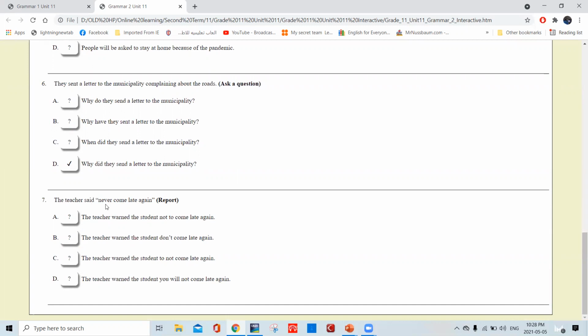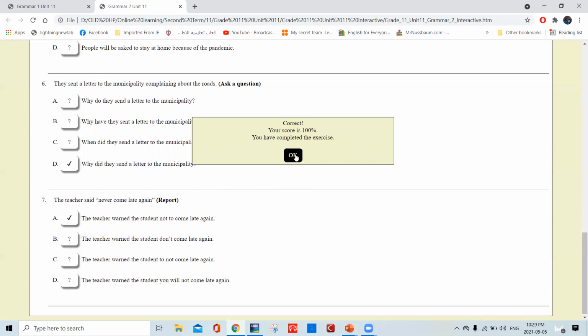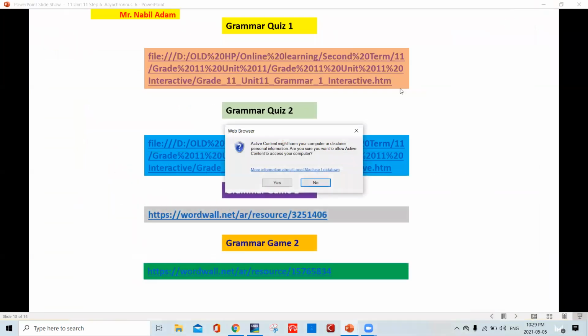Number seven, the teacher said, never come late again. Report speech, never, this is a negative imperative sentence, we use not to. The teacher warned the student not to. So the right answer, the teacher warned the student not to come late again. Okay, good, correct. Now it's time to play games.